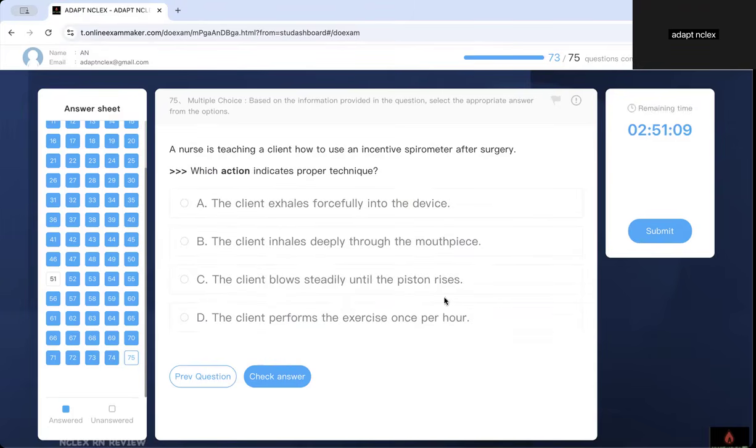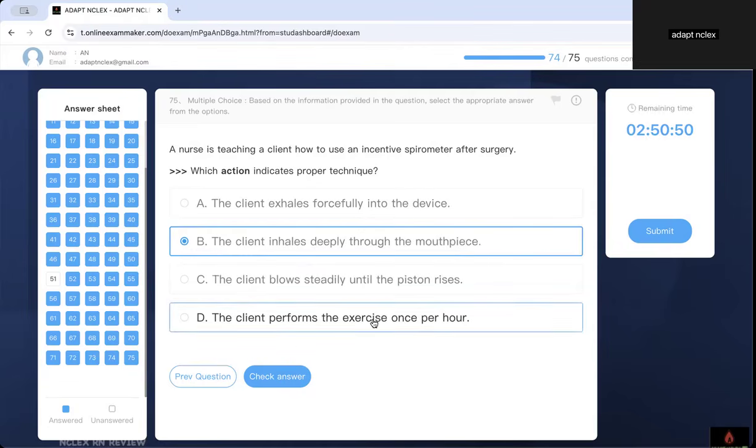Or blow steadily until the piston rises, or the client performs the exercise once per hour, 10 times per hour. Therefore, this is gone. You should know blow steadily until the piston rises is wrong, right? The client inhales deeply, right, to expand the lung and do that.